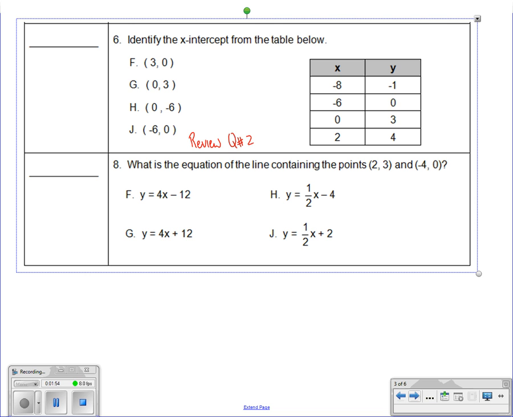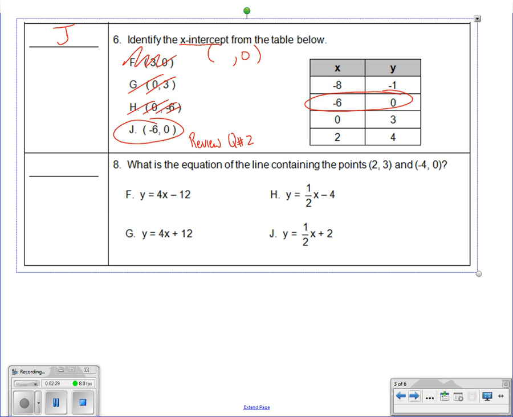So going for an x-intercept on the table, we know if it's an x-intercept, then our y-coordinate must be equal to 0. So that throws out G and it throws out H. Now looking at our table, we're going to see where our y-coordinate is equal to 0. That's at negative 6, 0, which is J. So our correct answer for number 6 is J. 3, 0 is not even on the chart.